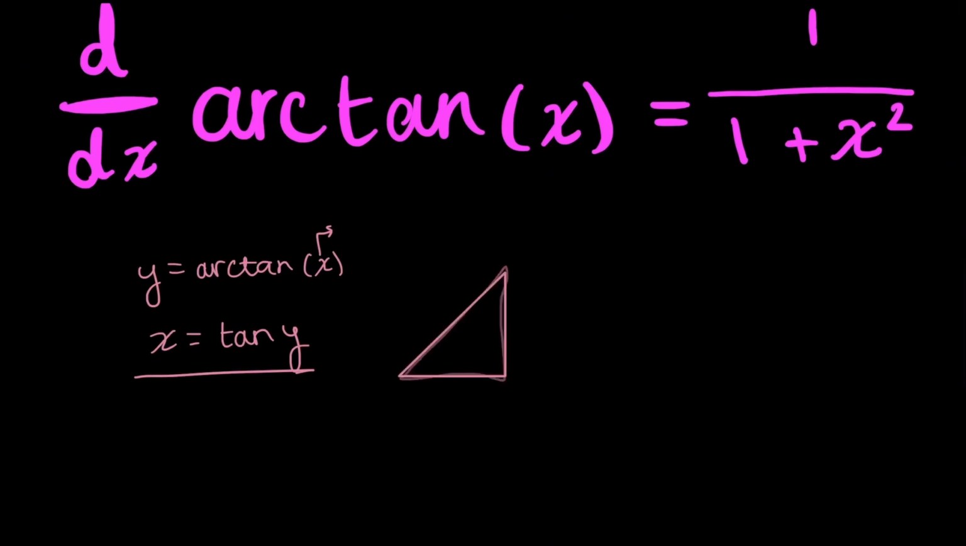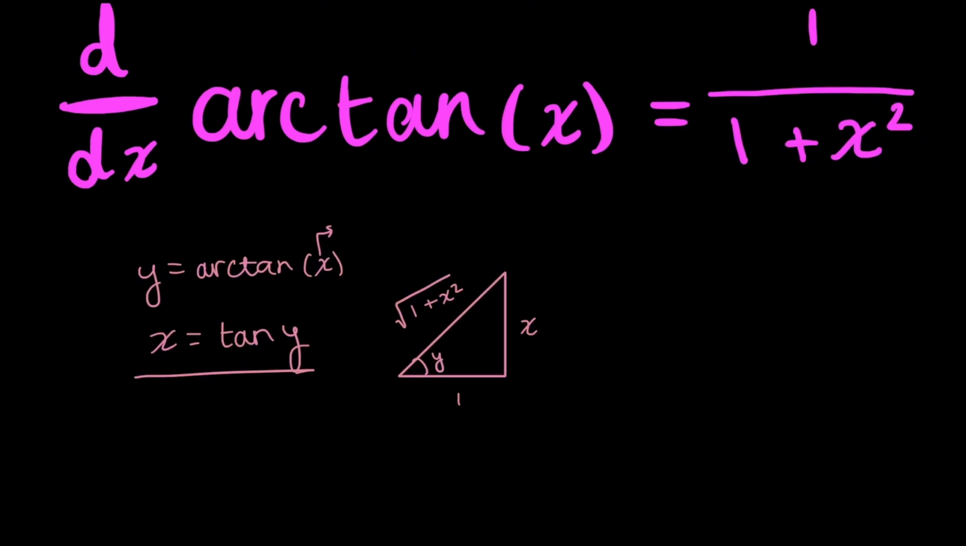If I know that tangent is equal to the opposite over the adjacent, let's say this is my angle y, then my opposite would be x, and my adjacent side would be 1. And from the Pythagorean theorem, I can conclude that the hypotenuse would be the square root of 1 plus x squared. What else can I gather from this triangle?